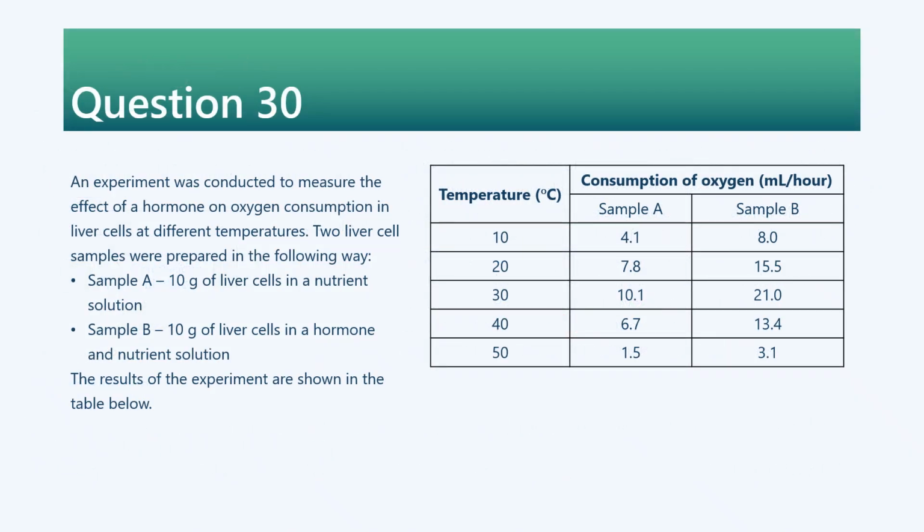An experiment was conducted to measure the effect of a hormone on oxygen consumption in liver cells at different temperatures. 2 liver cell samples were prepared in the following way. Sample A, 10 g of liver cells in a nutrient solution. Sample B, 10 g of liver cells in a hormone and nutrient solution. The results of the experiment are shown in the table below.